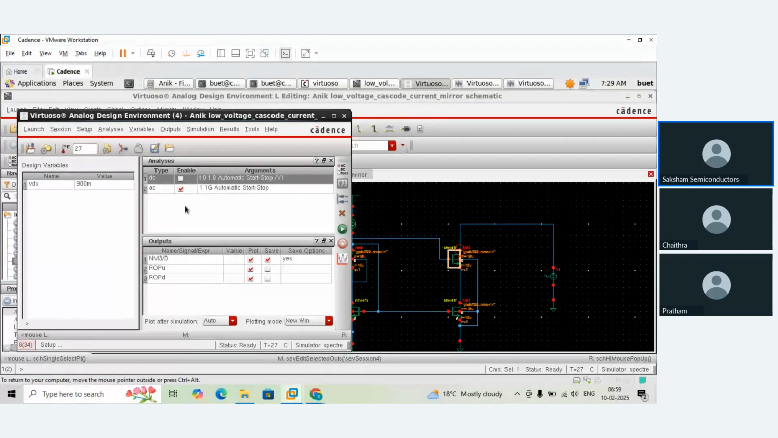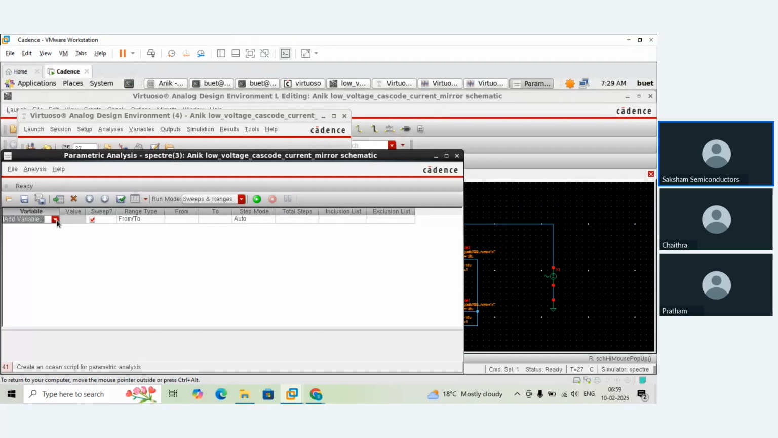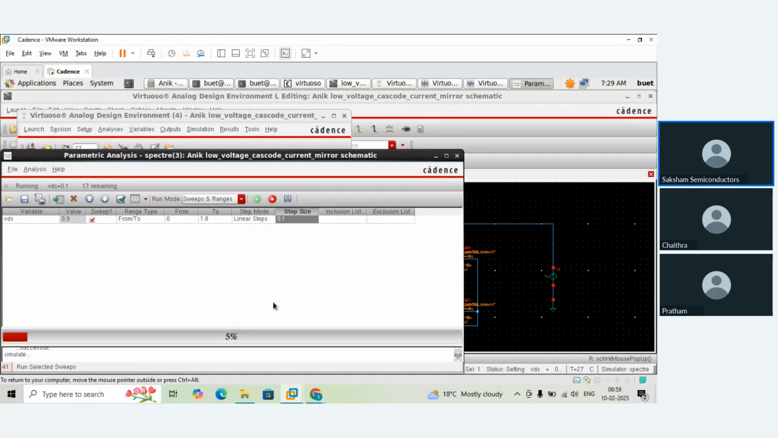So to get the region of operation for this, we should be doing the parametric analysis. For that, go to tools, parametric analysis. The variable should be swept from 0 to 1.8 in linear steps with a step size of 0.1. I'll say okay. Once we do this, here also we should be able to see the region of operation curves.